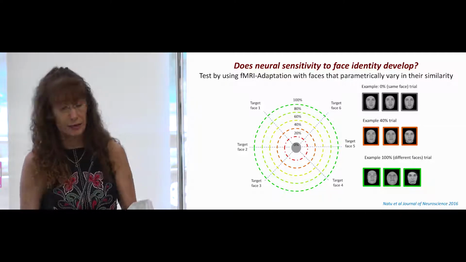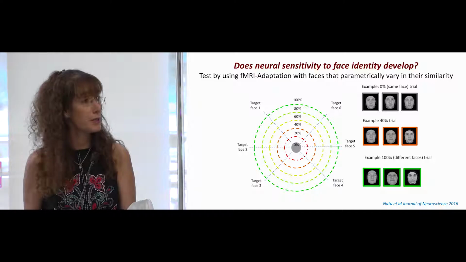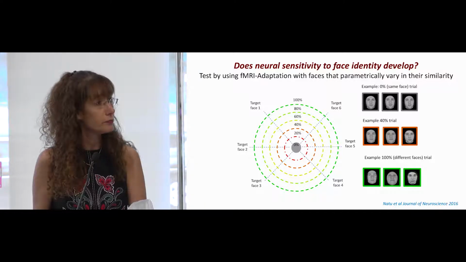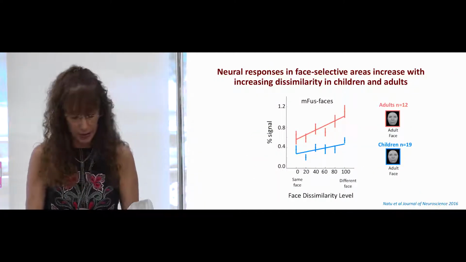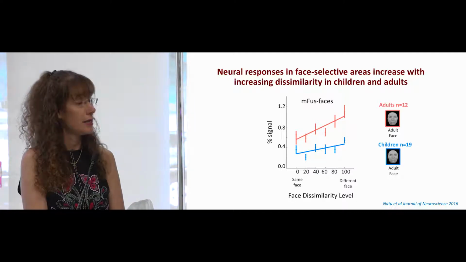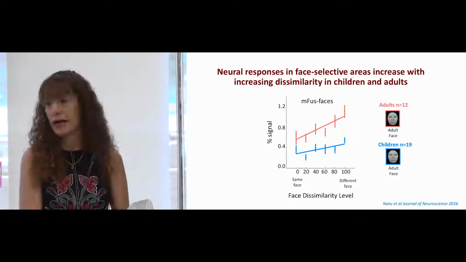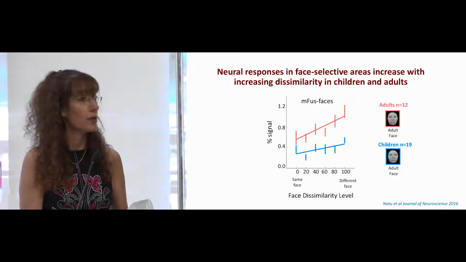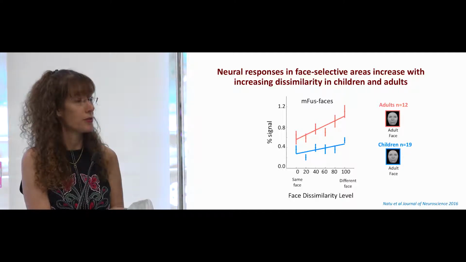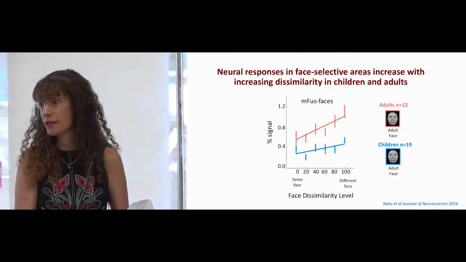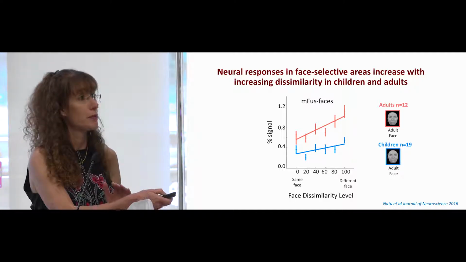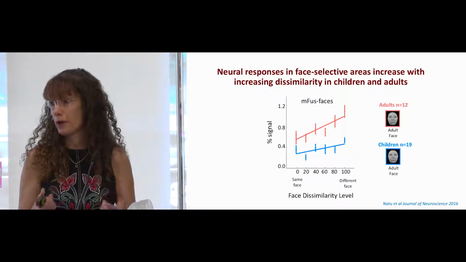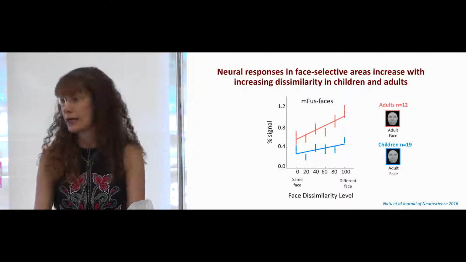So we're going to localize face-selective regions in each participant and then measure responses in this region using this fMRI adaptation experiment. First I'm going to show you the mean responses in mFus-faces. Again, this x-axis shows you the morphing level, the y-axis shows you the response. Blue are children and orange are adults. And we can see that in both children and adults, we see this adaptation, that responses are lower for identical compared to different faces. And on average, you can see that the slope seems to be steeper in adults than in children. So what we do is we fit this line in each individual and compare the slopes of these lines across age groups.